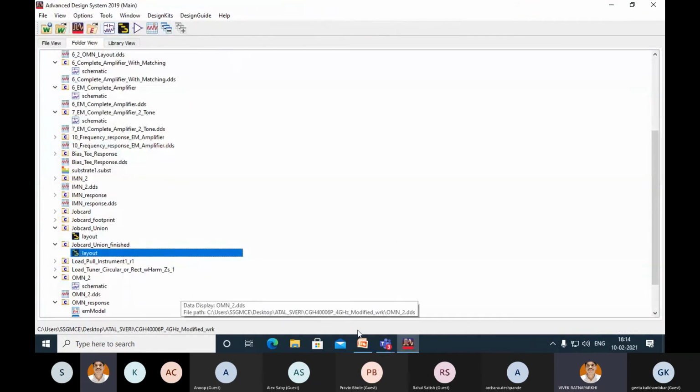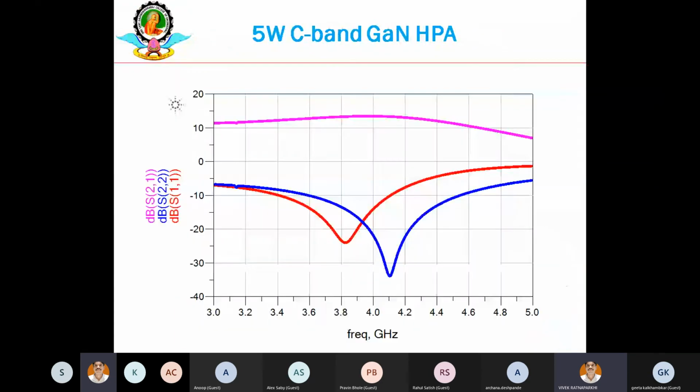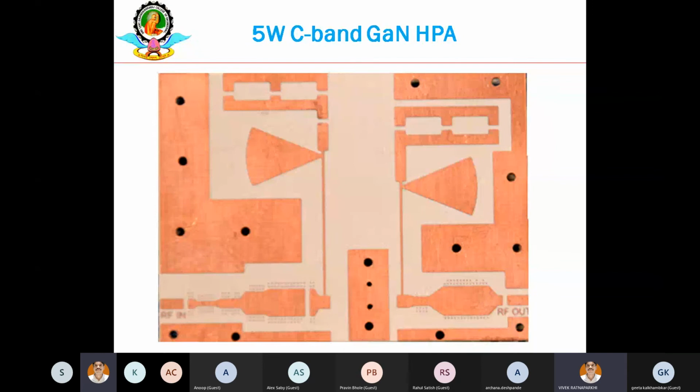Actually, I have just demonstrated, and it took almost 1 hour to demonstrate one power amplifier. So this is what I have demonstrated to you, and these are the results which I have shown to you. And this is the fabrication which we have done with the help of one industry, and how the final layout of a power amplifier will look like. So this is the thing.